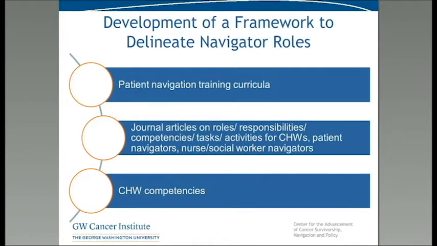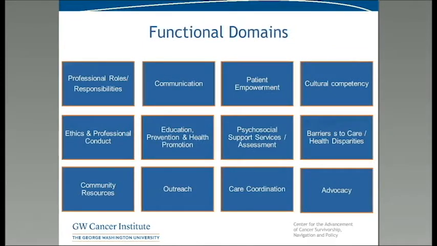For the Lit Review stage, we reviewed training curricula of navigation programs, journal articles that described roles and responsibilities of community health workers, patient navigators, and nurse or social work credentialed navigators, as well as community health worker competencies. First, we mapped all of the themes we found in the literature into a huge matrix. With a team of researchers, we moved around bullets and collapsed domains. In the end, we had these 12 functional domains that emerged from the literature.